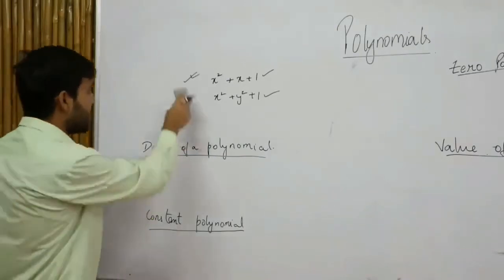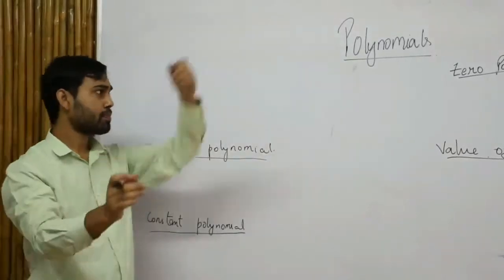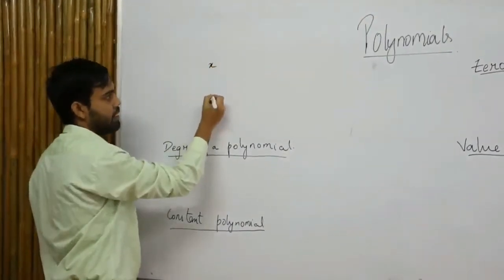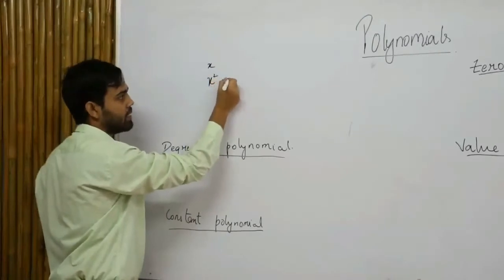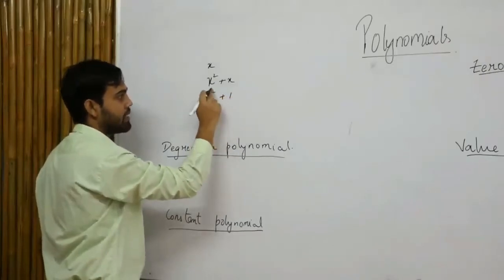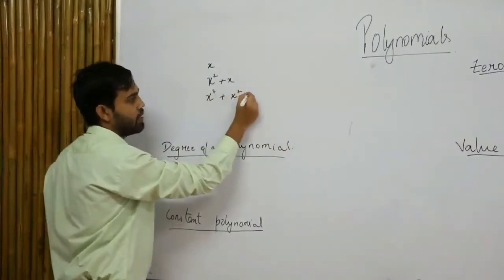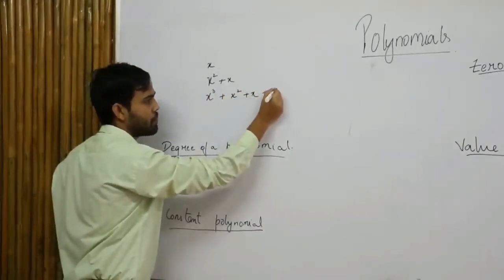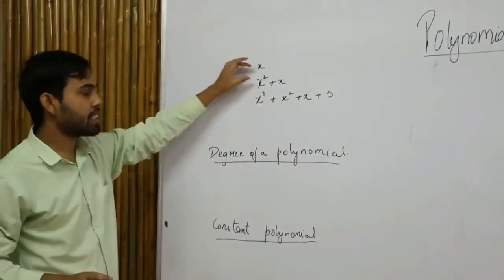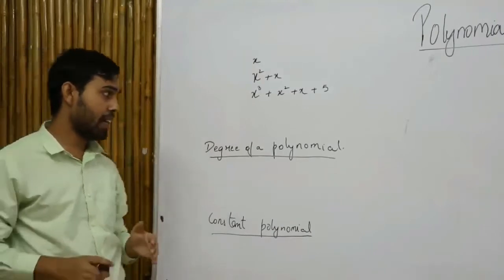So now, let us look at what we mean by the degree of a polynomial. In the first example that I took, I have given you these polynomials: x squared plus x, and x squared plus 1. But in this case, suppose I have x cubed plus x squared plus x plus some constant term, suppose 5. So I have three polynomials in here. First of all, I should understand whether these expressions are polynomials or not. In this case, these are polynomials. So what do we mean by degree of a polynomial?